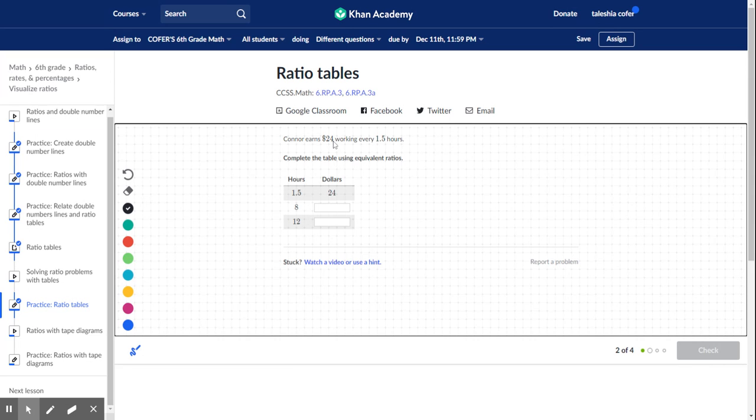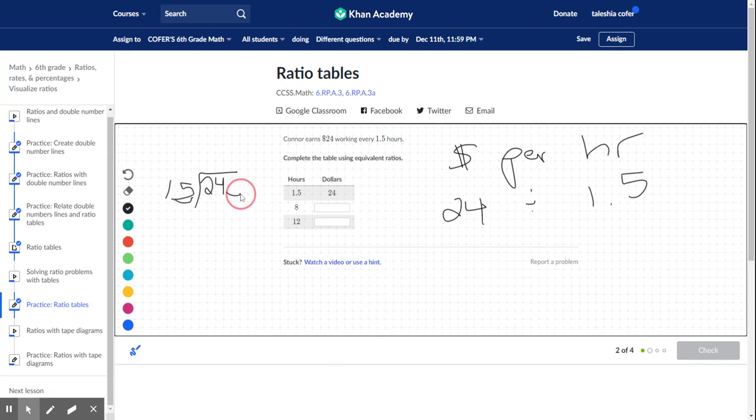Connor earns $24 working every 1.5 hours. So that's every hour and a half. So what about in 8 hours? First, I want to figure out how much money per hour. The money, 24. The word per means to divide. And hours, that's 1.5. So when I do my long division, I'm going to do 24 divided by 1.5. I move my decimal 1 time, move this one time, and straight up. Fill in my empty space with a 0.